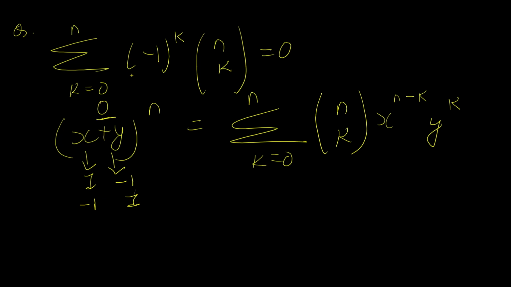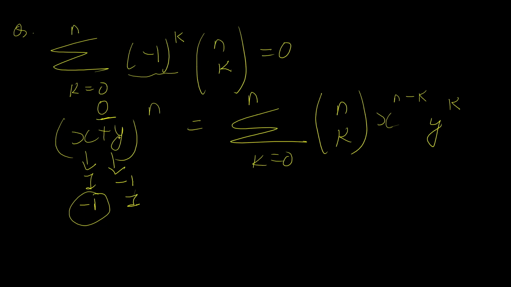But you should also be able to see that I want minus 1 raised to the power k here. And the power of k here is tied to y. So if I select y as minus 1, I get minus 1 to the power k. But if I select x as minus 1, I get minus 1 raised to the power n minus k. That is not very helpful. So in this case, we'll start by assuming x is equal to 1 and y is equal to minus 1.